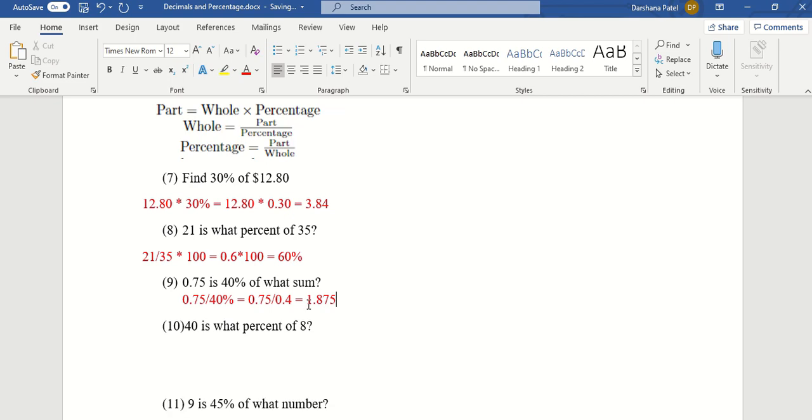Okay. 40 is what percent of 8? So the whole part here is 8 and we are asked to find part is 40. So we do 40 divided by 8. So in this case we get 5, and because we are converting into percent, we multiply by 100. So 5 times 100 will give us 500. So 40 is 500% of 8.